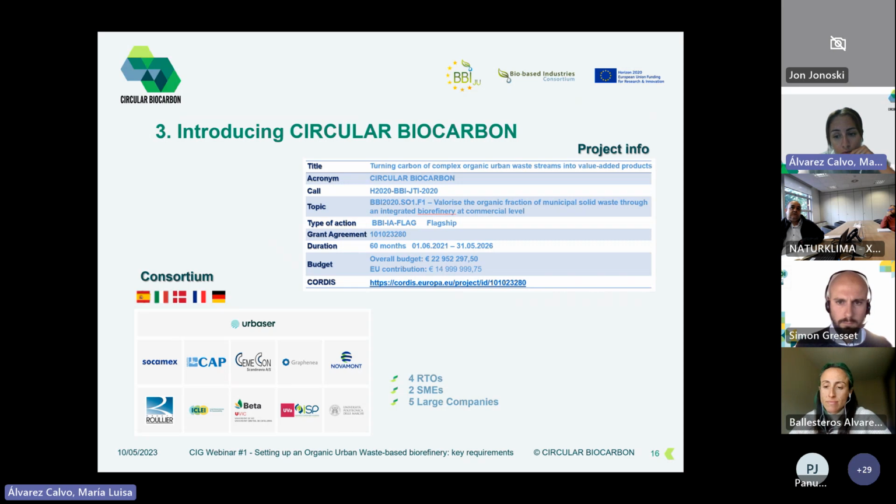It's a 5-year European project that started in June 2021 and is titled Turning Carbon of Complex Organic Urban Waste Streams into Value-Added Products. Our funding entity is the European Commission through the Bio-Based Industry Joint Undertaking, BBI JU. This transnational collaborative project is coordinated by Urbaser, in which 11 partners from 5 European countries participate. But in any case, please let me show you our promotional video, in which I am pretty sure everything will be explained very well.